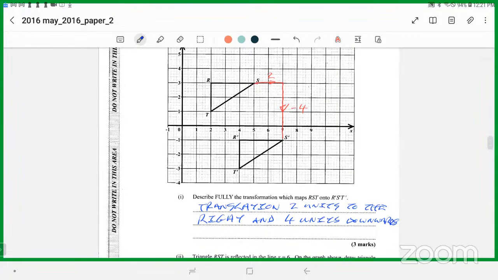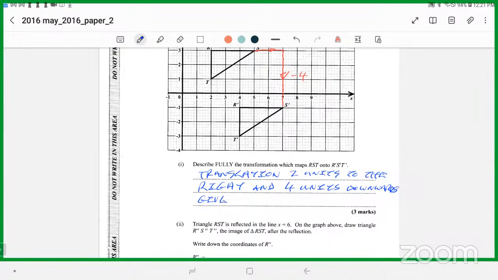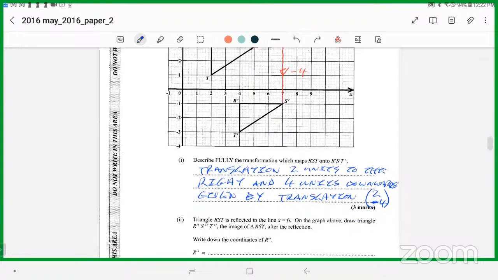Now, technically, you can say "given by." If you write translation and then 2, -4 like this, they are supposed to give you your marks. But because it says describe fully, in bold capital letters and all of that, I think the safe thing to do is to write it out like that: 2 units to the right, 4 units down, and then add this and say given by the translation matrix 2, -4. All right, that's that.